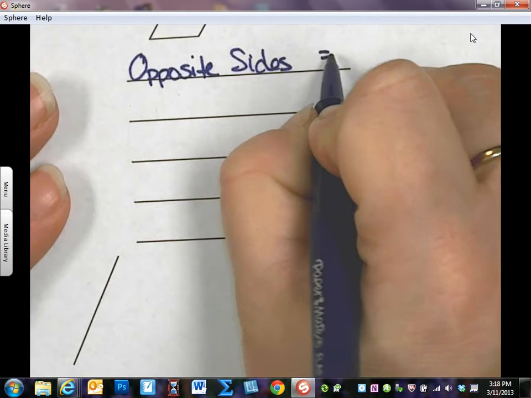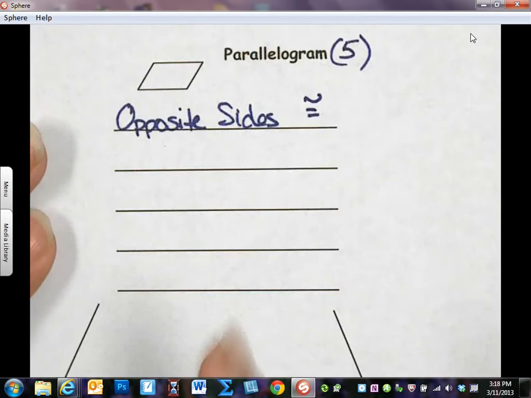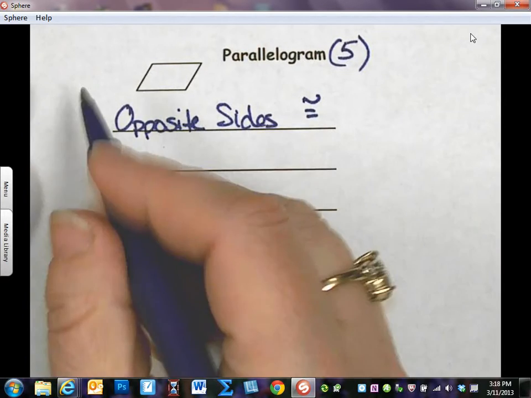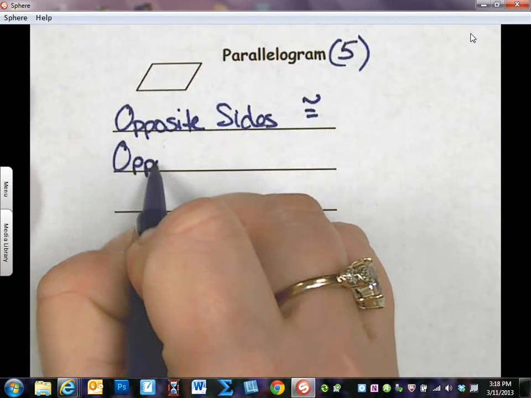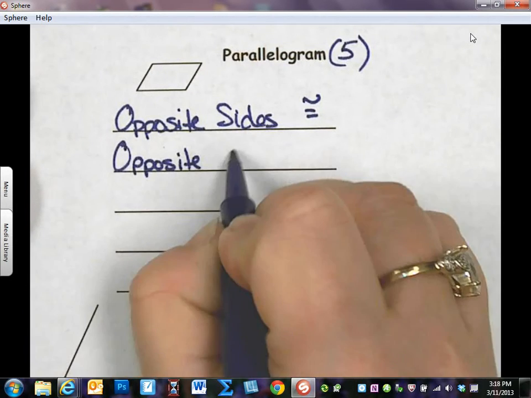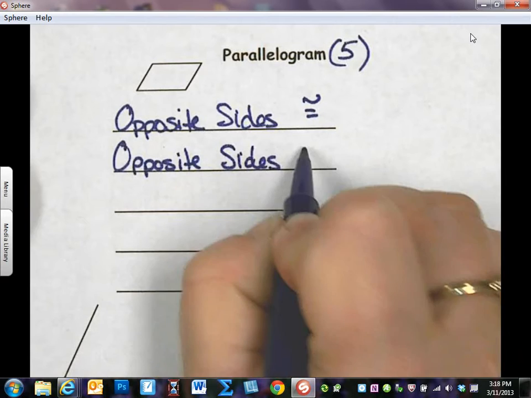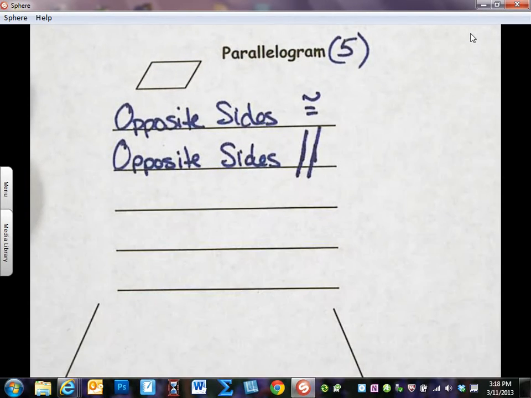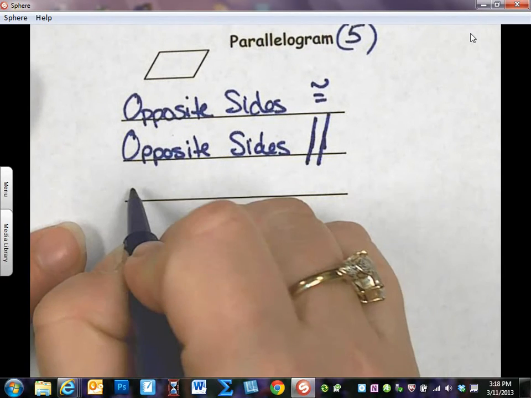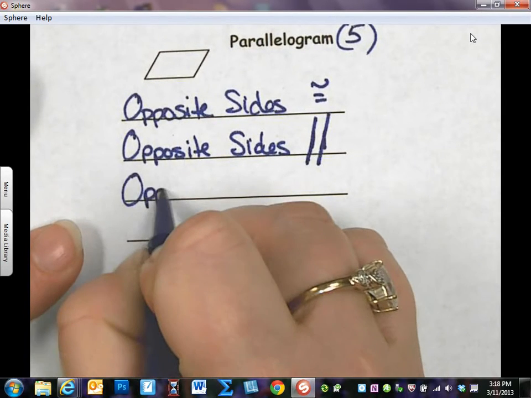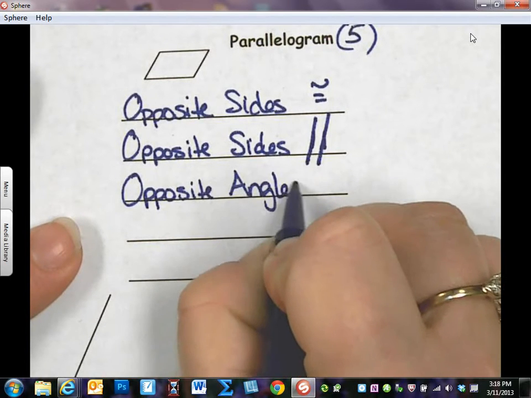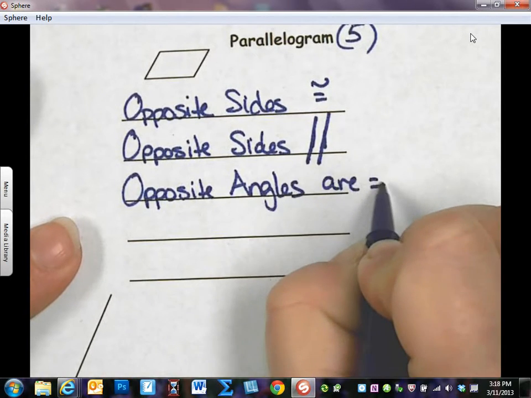Opposite sides are congruent. Now I'm going to use that little symbol for congruency because that's easier than writing the words out. And I also know opposite sides are parallel. Now, that's not an 11. Those are parallel lines, a symbol for parallel. We also know that opposite angles are congruent.